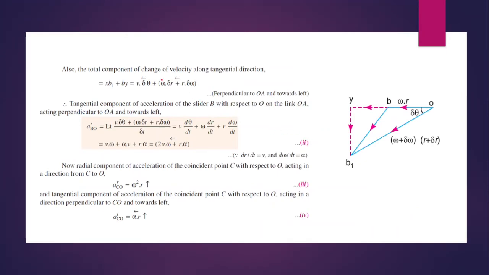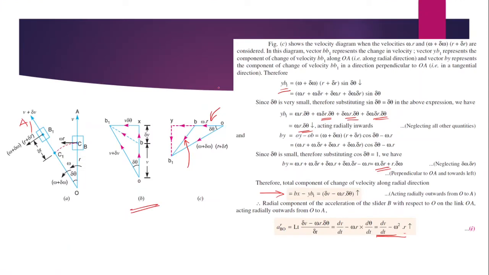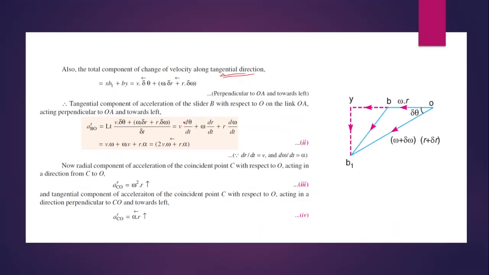Then the total component of change of velocity along the tangential direction is equal to the sum of xb1, which is in the negative x direction, and yb, also in the negative x direction. So the total change in velocity perpendicular to OA is equal to the sum of b1x and yb, that is v delta theta plus omega delta r plus r delta omega.